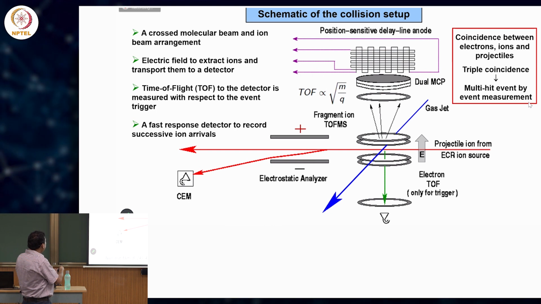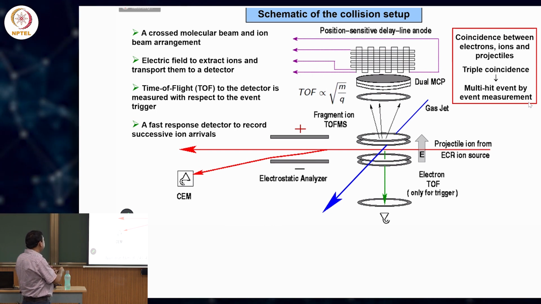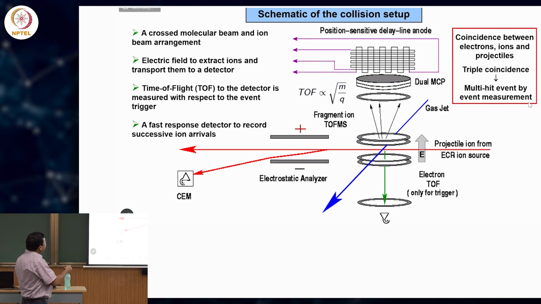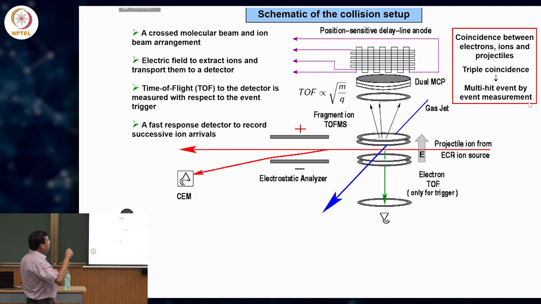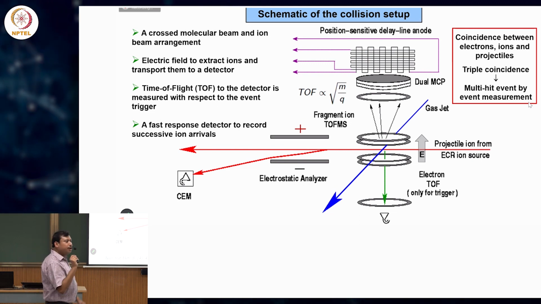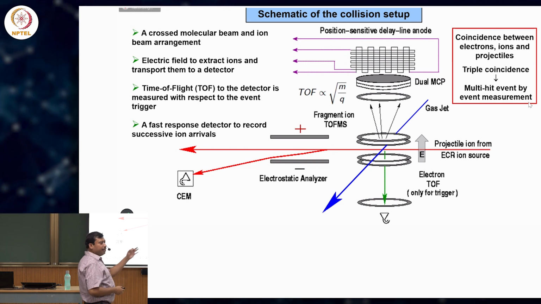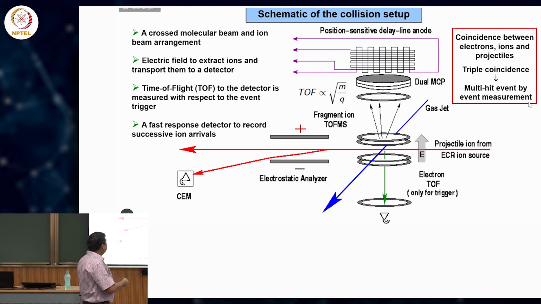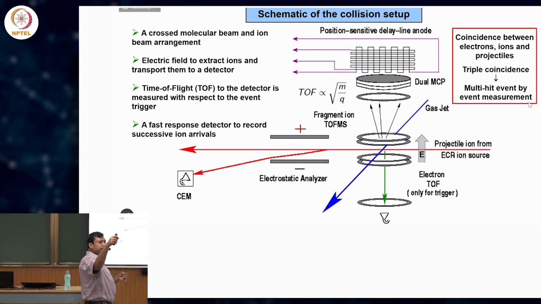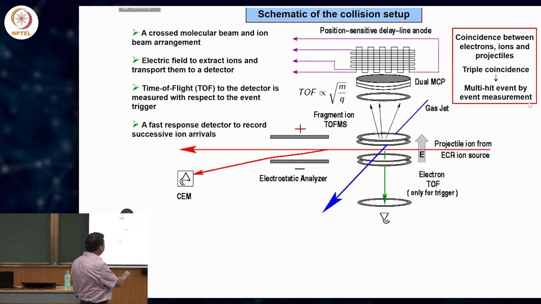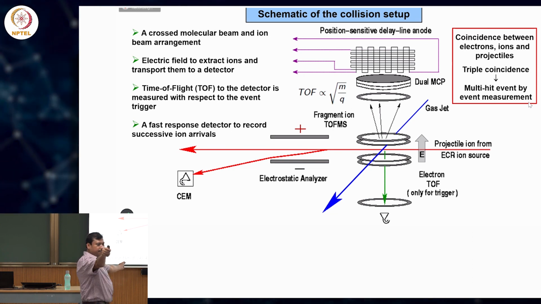And another important, the fast response detector to record successive ion arrival. This is important, that when you have this position sensitive detector, see how many events, or how many records have you done. See, one will be the time of flight, but then you can get two more things. That is, if this is your x-axis, this is your z-axis, you also need the x and y.